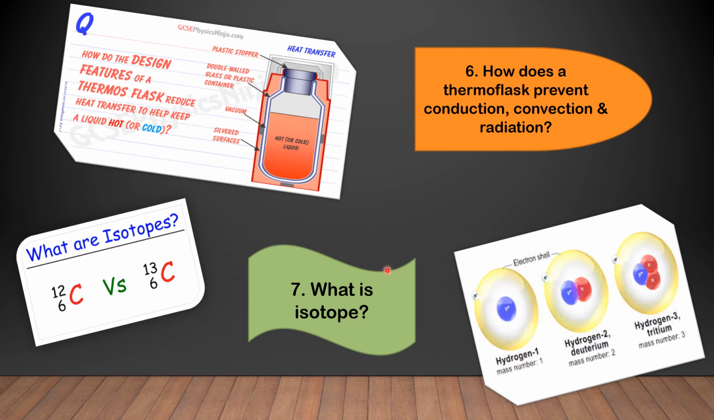Now another example. What are isotopes? Here also another example has been given, that is carbon. See, this is one isotope of carbon, 12C6. And that is another example of carbon isotope, that is 13C6. Mass number different, one is 12, another one is 13. But atomic number same, 6 and 6.